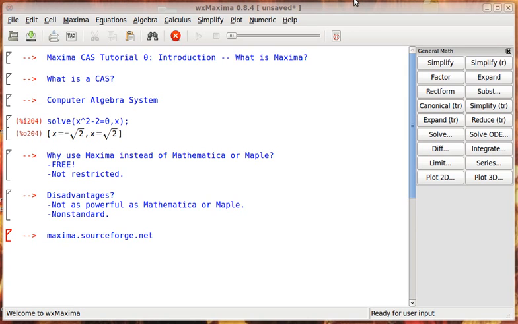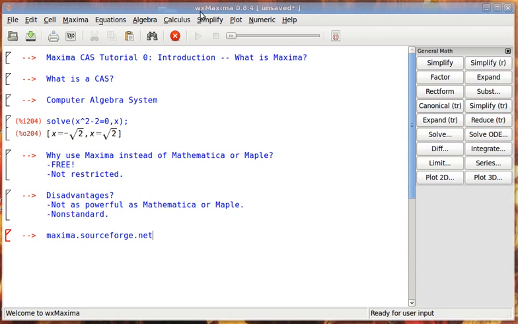You'll notice that what I have up here is called wxMaxima. That is the GUI front end for Maxima, and it's absolutely fantastic. When I went searching for an open source CAS program, I didn't really like all the different things I was seeing until I found Maxima. And the reason why is because of wxMaxima. It's really easy to use, and it makes using a CAS program much easier because it will fill in a lot of the commands for you.